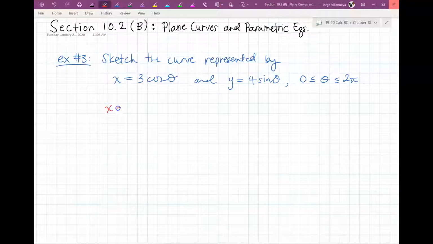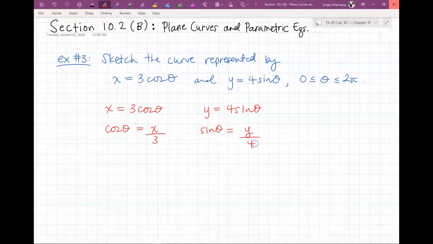Given x equals 3 cosine theta, let me solve for cosine theta. So I get cosine of theta is equal to x over 3. And I'm going to do the same with sine of theta. So y is equal to 4 sine theta, so sine of theta is equal to y over 4.